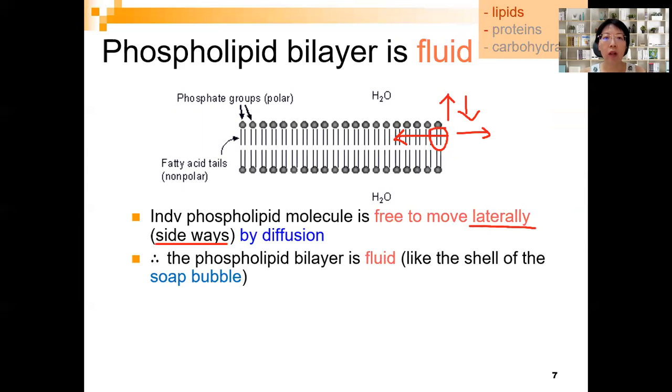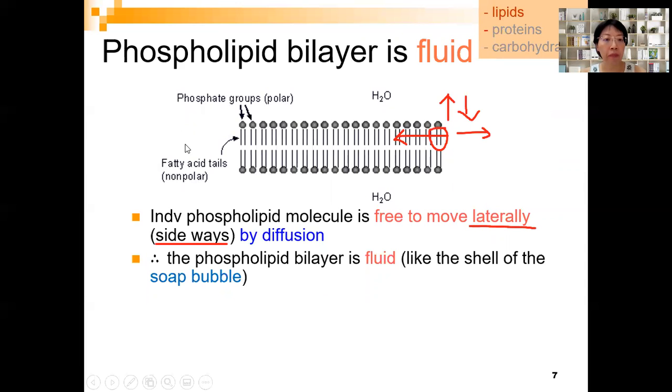So it is like the shell of a soap bubble. You know, when you play, you blow the soap liquid through a spherical frame, then you get a lot of soap bubbles, right? So the soap bubbles are actually liquid, isn't it? And they're actually moving. So the membrane is like the shell of the soap bubble.